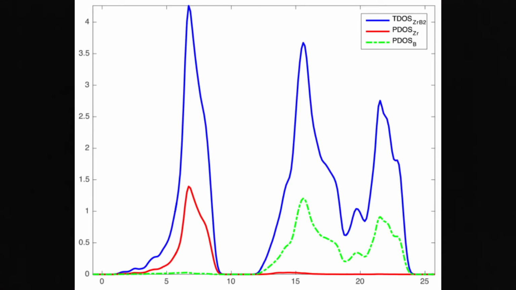This graph shows the density of states for the perfect zirconium diboride and its projected density of states, PDOS, and total density of states, TDOS. The number of states for the perfect zirconium diboride reduced with increasing energy level.